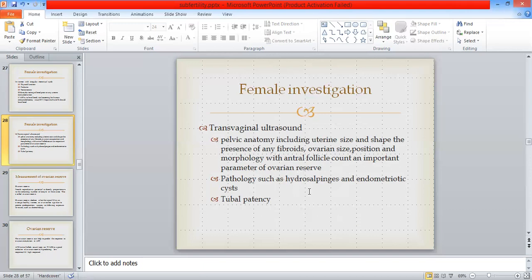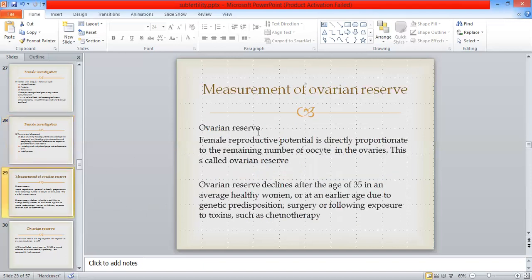Conditions such as hydrosalpinx and endometriotic cyst, endometriosis, are diagnosed by doing transvaginal ultrasound. Another investigation which we are prescribing for infertility or subfertility workup in the female is tubal patency. We are assessing whether the tubes are patent. Now, which investigation we are doing for tubal patency, I will explain to you in the other slide.